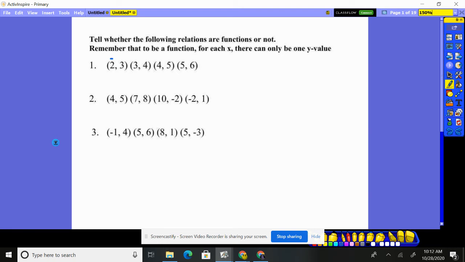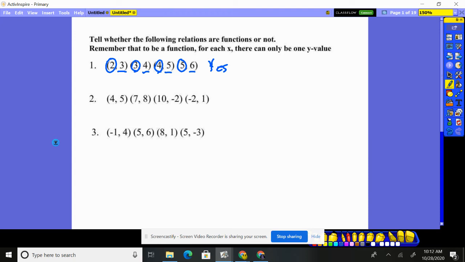Problem 1, when x is 2, you get an answer back of 3. When x is 3, you get an answer back of 4. When you plug in 4, you get 5 back. And when you plug 5 in, you get 6 back. So every time I plugged in a different x. So it wasn't like I plugged in the same x and got a different answer. So yes, this is a function.